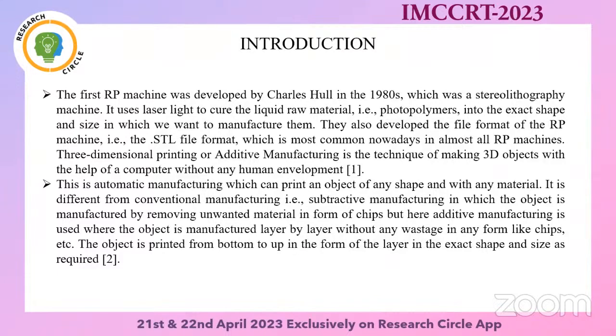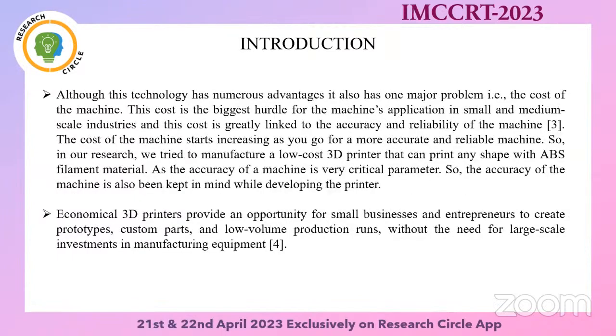It is different from conventional manufacturing, that is subtractive manufacturing. In subtractive manufacturing, the object is manufactured by removing the unwanted material in the form of chips. But in additive manufacturing technology, the object is manufactured layer by layer without any wastage, like chips. The object is printed from the bottom to the top in the form of layers, in the shape and size that we want.